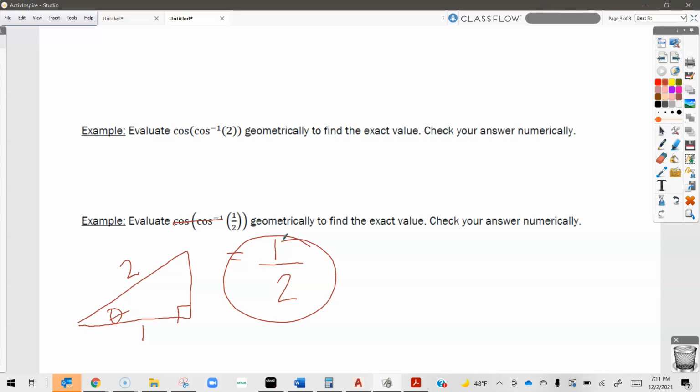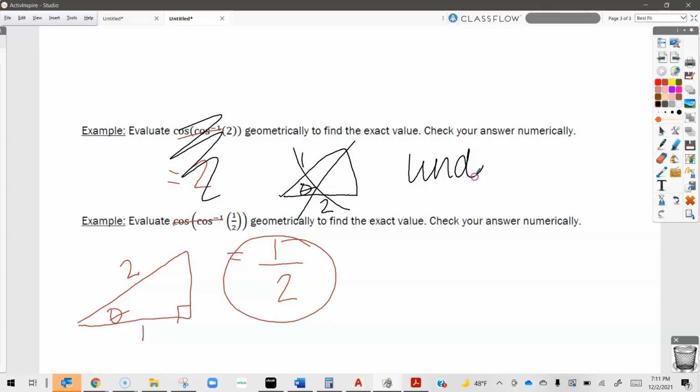Now, one common mistake on this example is students will go, okay, that means that my answer is 2 here. No, no, no. Try to draw a picture. If you're trying to draw a picture, this means that the adjacent is 2 and the hypotenuse is 1. We know that 2 is too large of a ratio to go into cosine inverse. The largest ratio for sine and cosine is 1. So this one would be undefined.